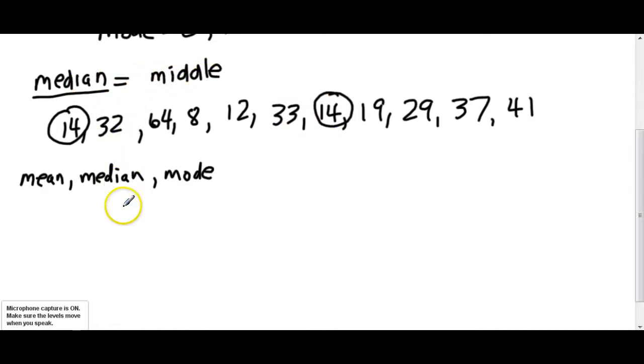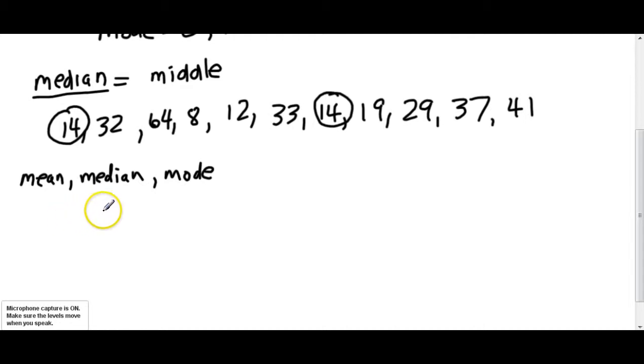Before we can calculate the median, we have to put these numbers in ascending order from smallest to largest, because the median is just the middle value of the data from smallest to largest. We could do a stem and leaf plot if we had a lot of numbers, like you learned in the last video, or we can just visually look at this and put them in ascending order from smallest to largest.